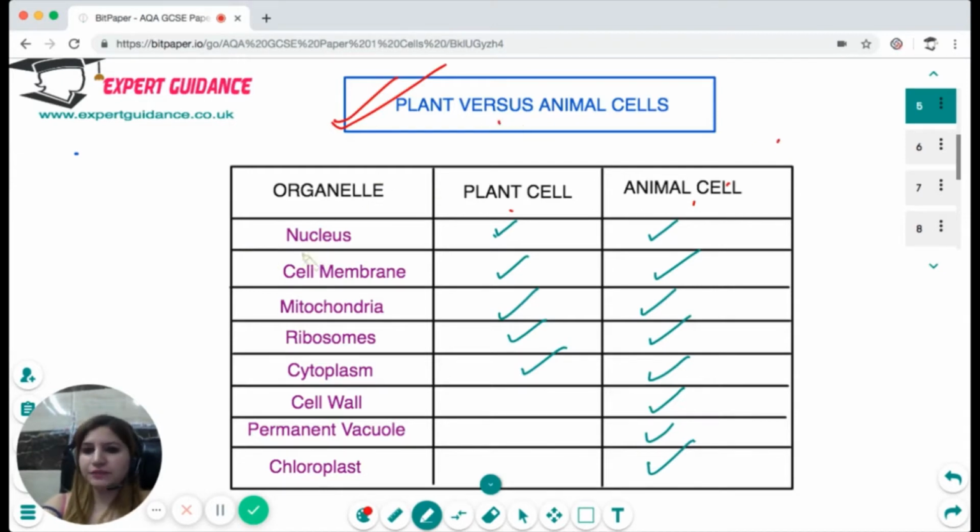So both are eukaryotic. The nucleus is present in both of them. Cell membrane is present in both of them. Mitochondria is also present in both of them. Ribosome is also present in both of them. And cytoplasm is also present in both of them. But cell wall, vacuole, and chloroplast are present only in the plant cell. So they are absent in an animal cell and present in a plant cell. Okay, so this difference is very, very important.